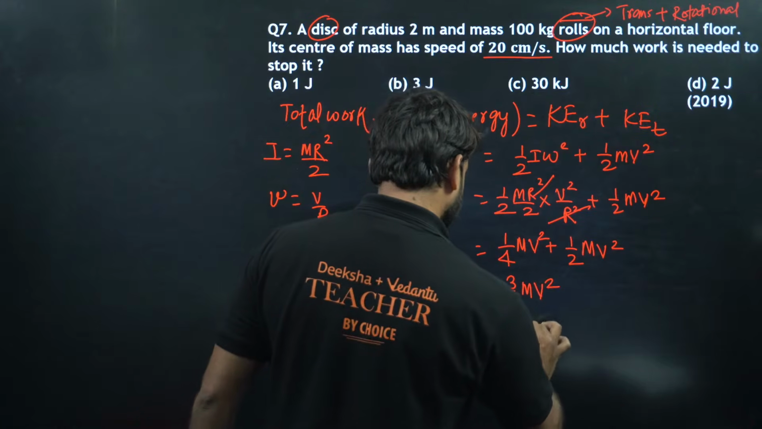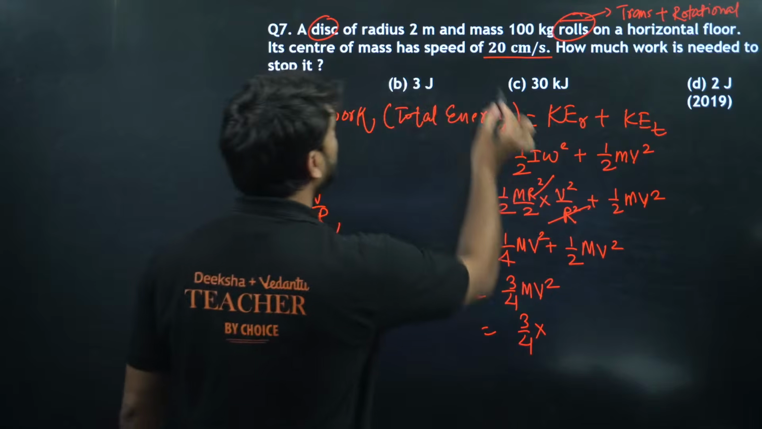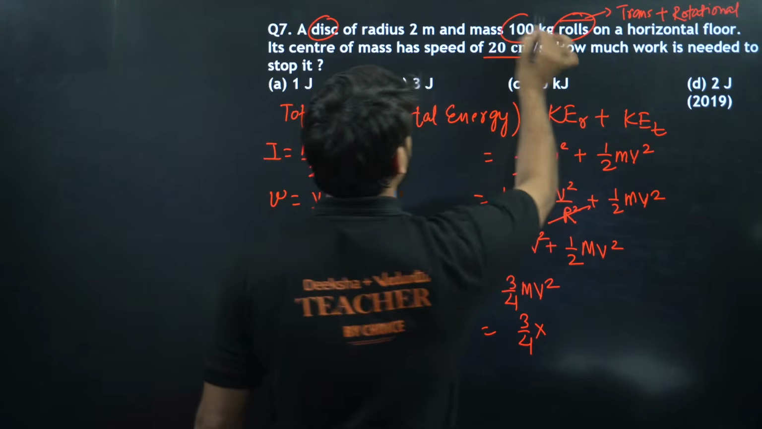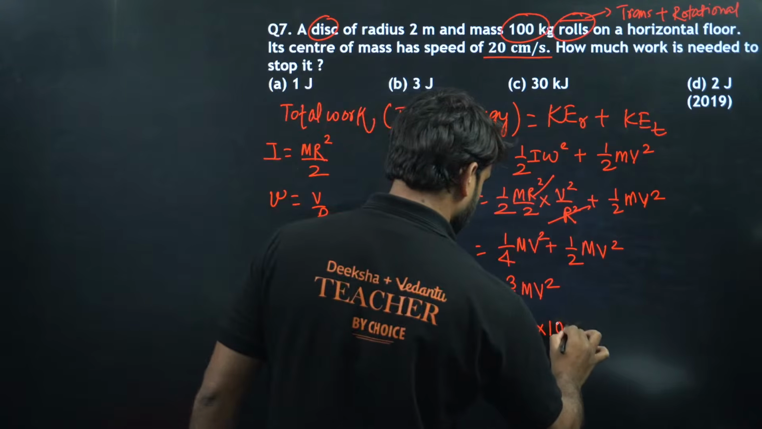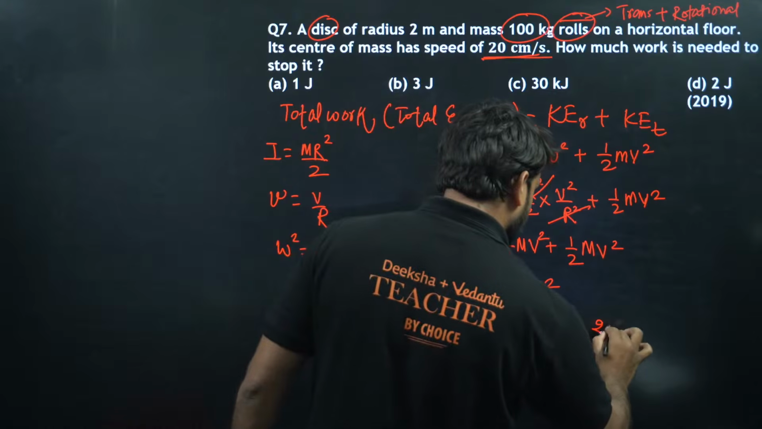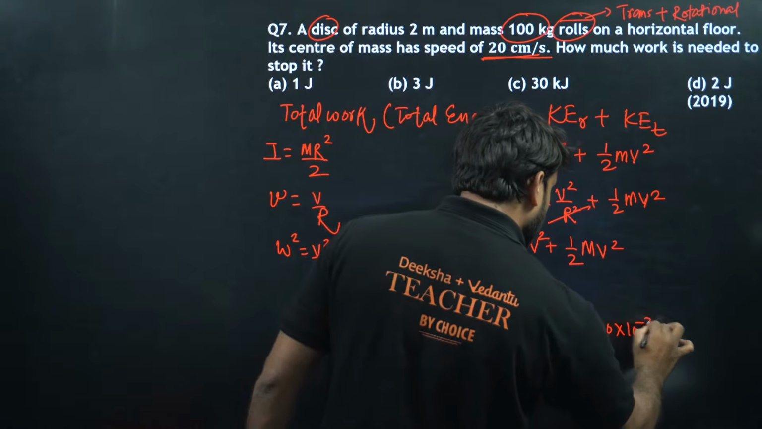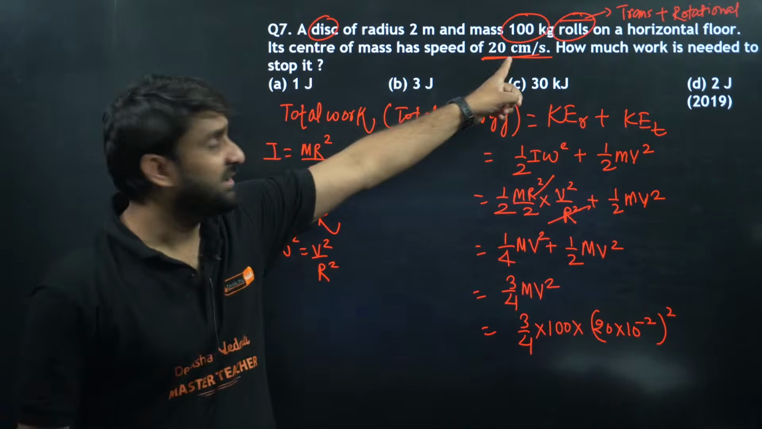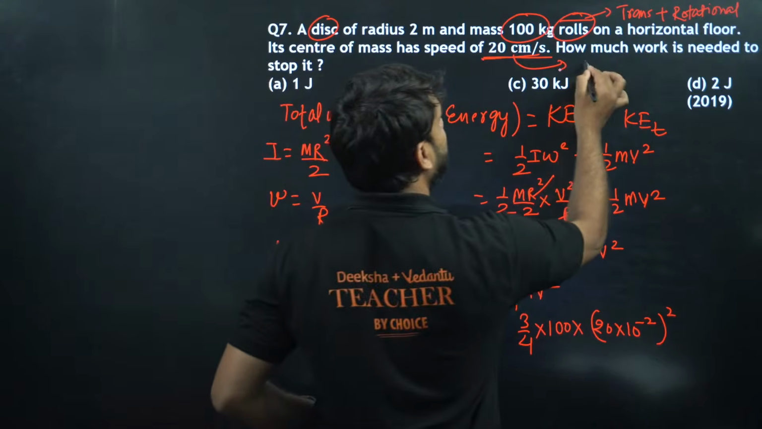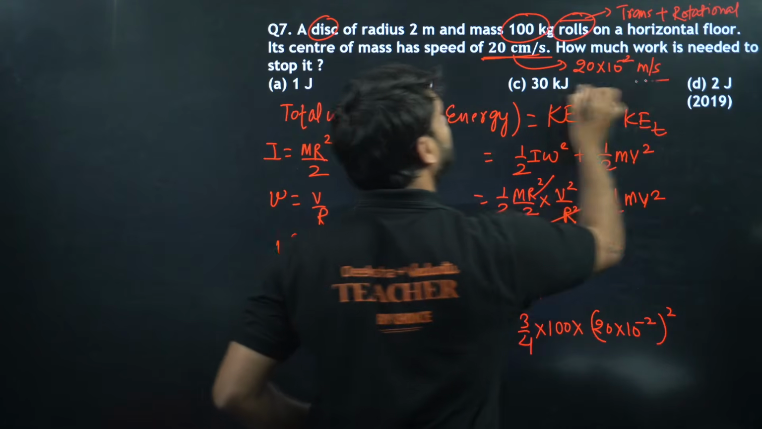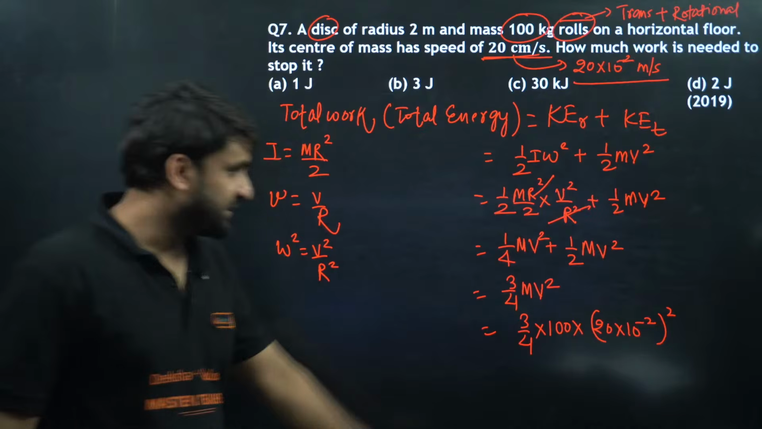Now put the values. 3 by 4, where is the mass? Where is the mass? Mass is equal to 100. So this is 100. And where is V? V is 20 centimeter. So 20 into 10 to power minus 2, and this is whole square. 20 centimeter will be 20 into 10 to power minus 2 meter per second. So solve it.